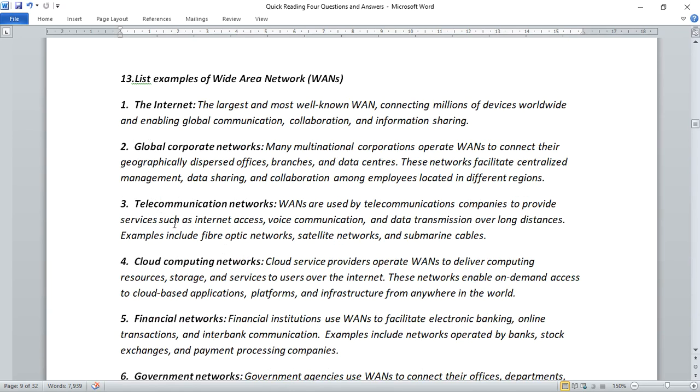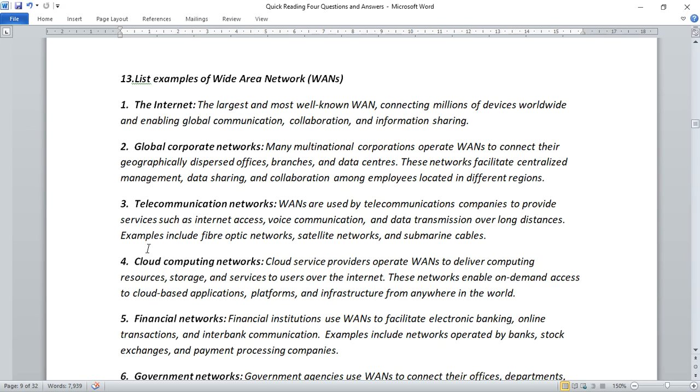List examples of wide area network. Remember, wide area network, we have said this is a network over a very large area. So we can talk about the internet. You can talk about global corporate networks. You can talk about the telecommunication network. That is a very good example.